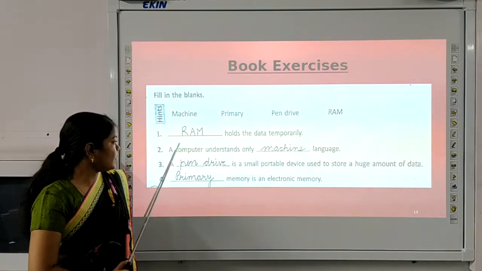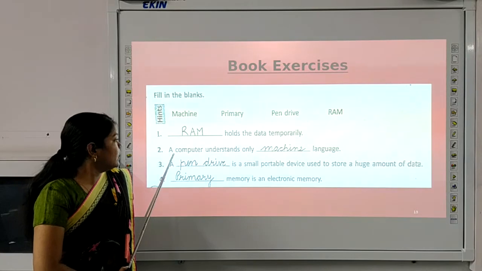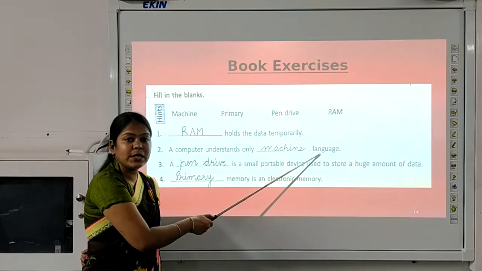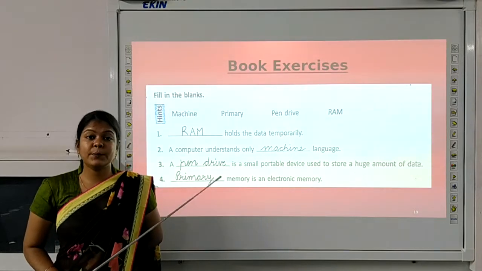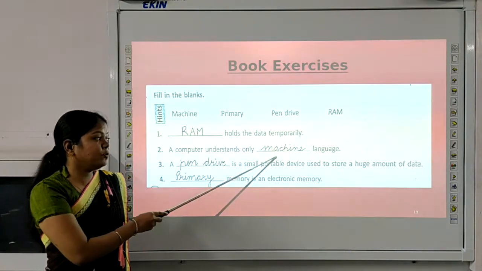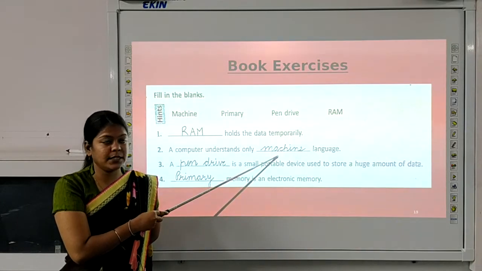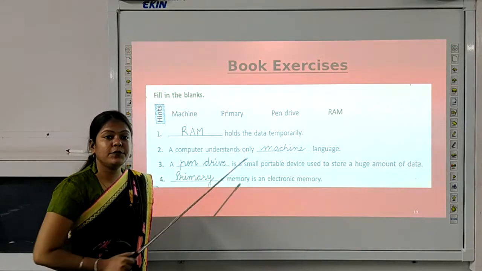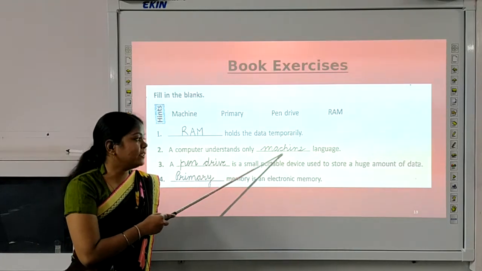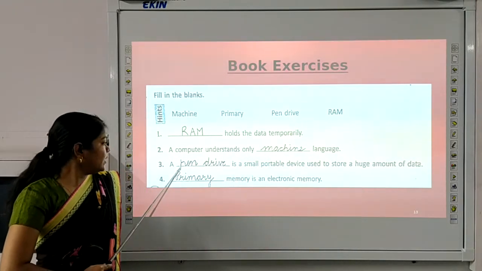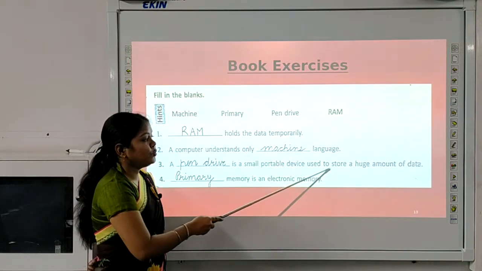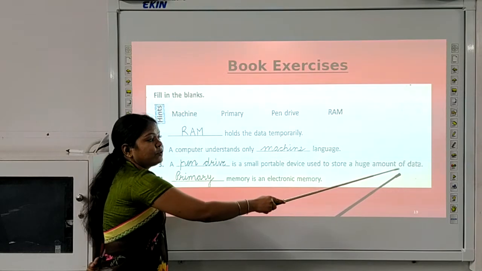Okay. Next we have: a computer understands only dash language. Students, we know a computer is a machine, which can only understand machine language. It directly understands machine language, and machine language is in the form of zeros and ones. So your correct answer is machine. Write machine here.